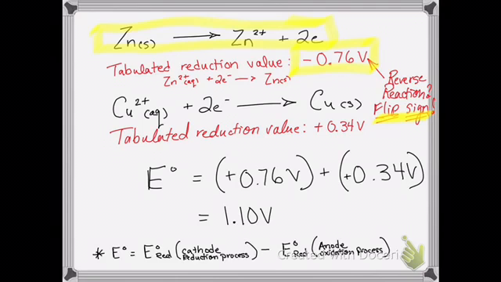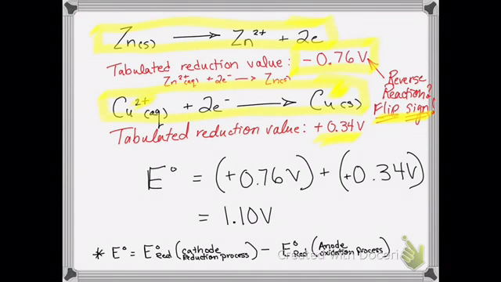For copper, you need to ask yourself, is the process you are looking at reduction? And yes it is, because you see this ion, the positive 2 is going away and there's no charge on the right side. That is definitely reduction. We're going from a positive 2 charge to 0 charge because it's a solid. So the reduction value that I looked up and saw tabulated is positive 0.34.